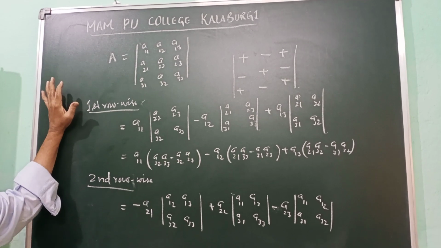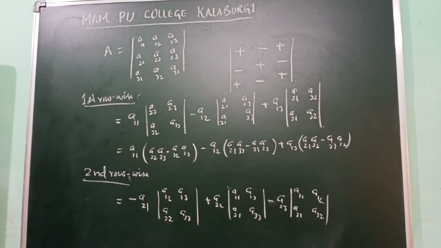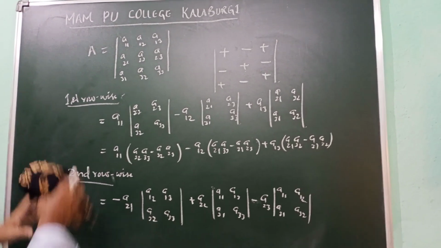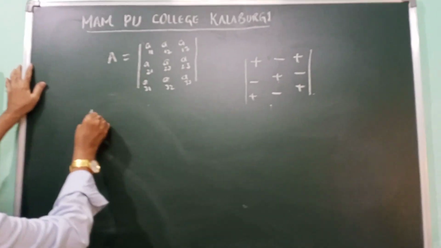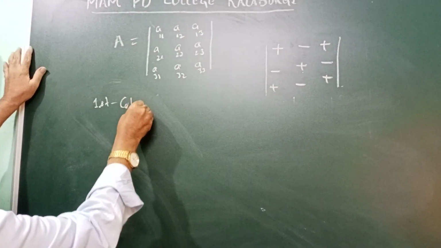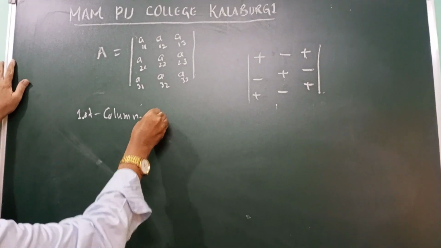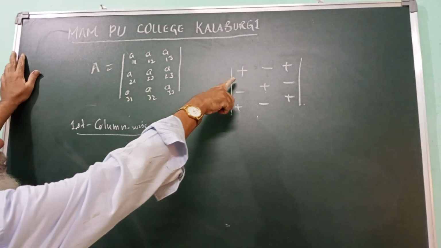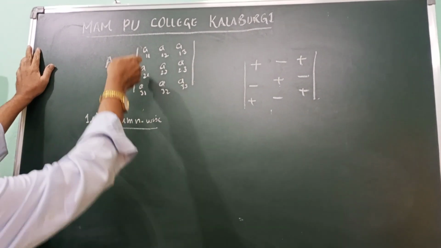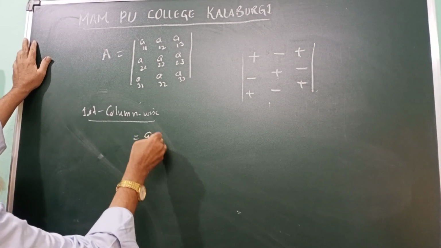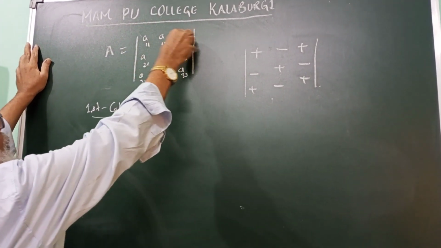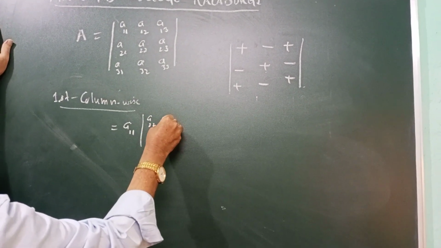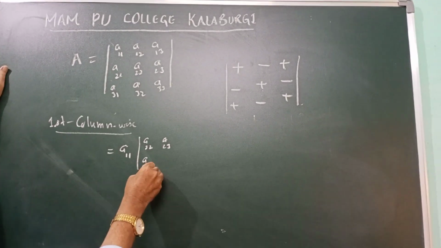Now let us discuss the column wise expansion of the third order determinant. So let us see here. First column wise expansion. We take the appropriate sign here also. We take the first element of the first column. As usual, we delete the row and we delete the column. Write down the small determinant after the deletion.